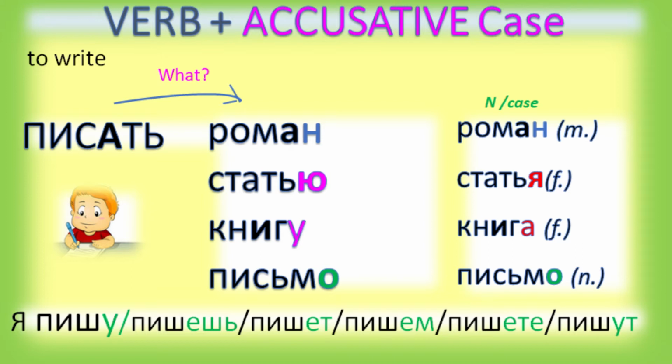What are you writing? Что вы пишете? I'm writing a book. Я пишу книгу. What are you writing? Что вы пишете? We are writing a letter. Мы пишем письмо.